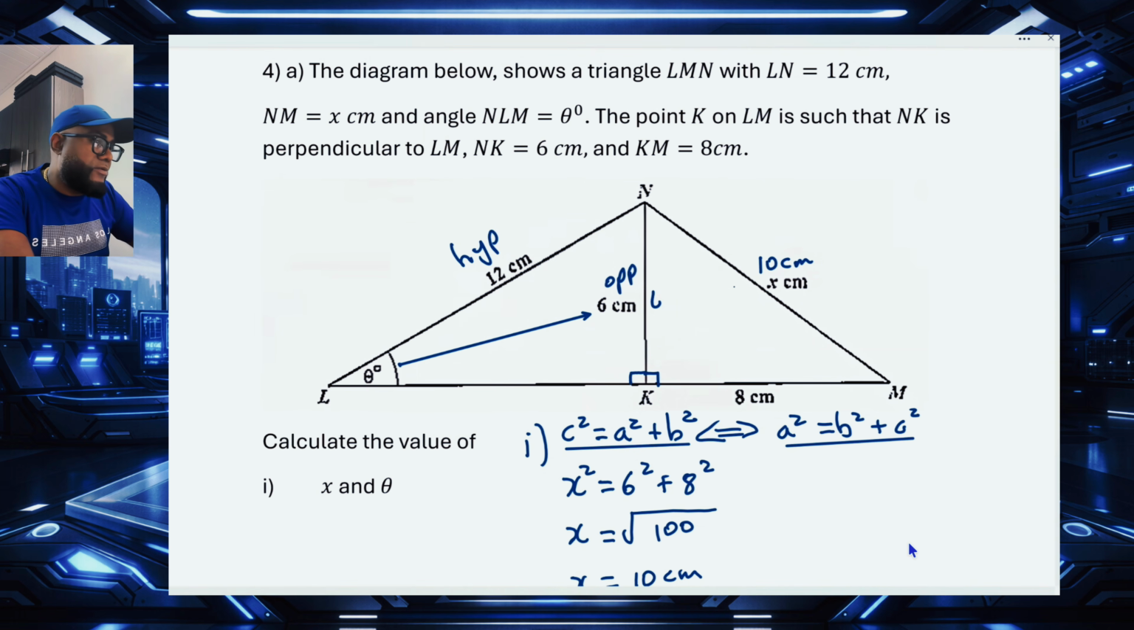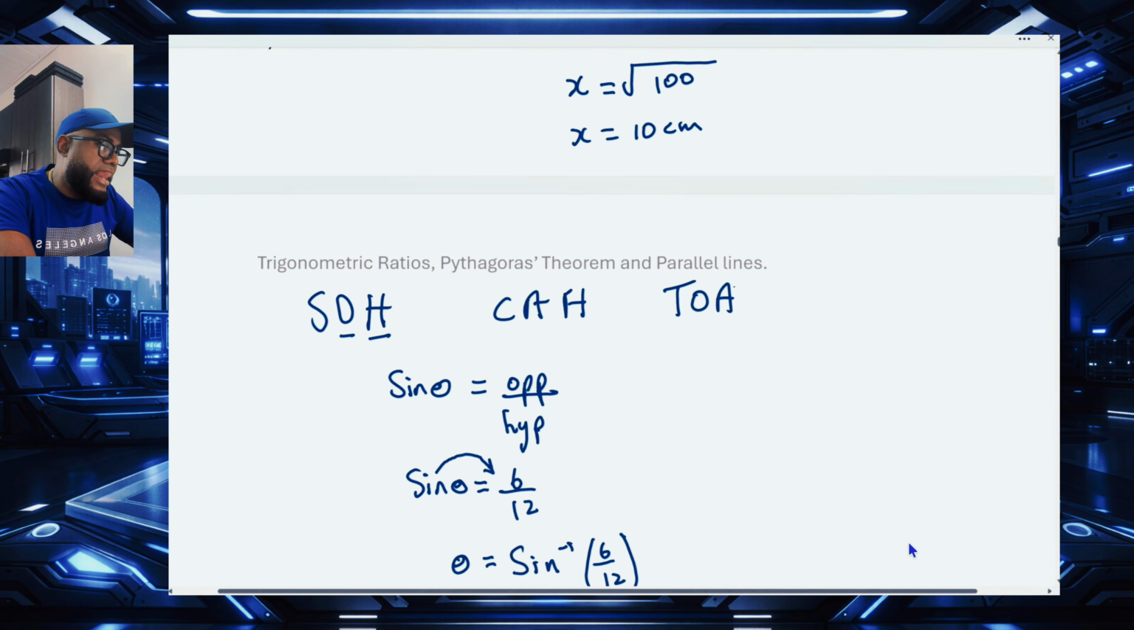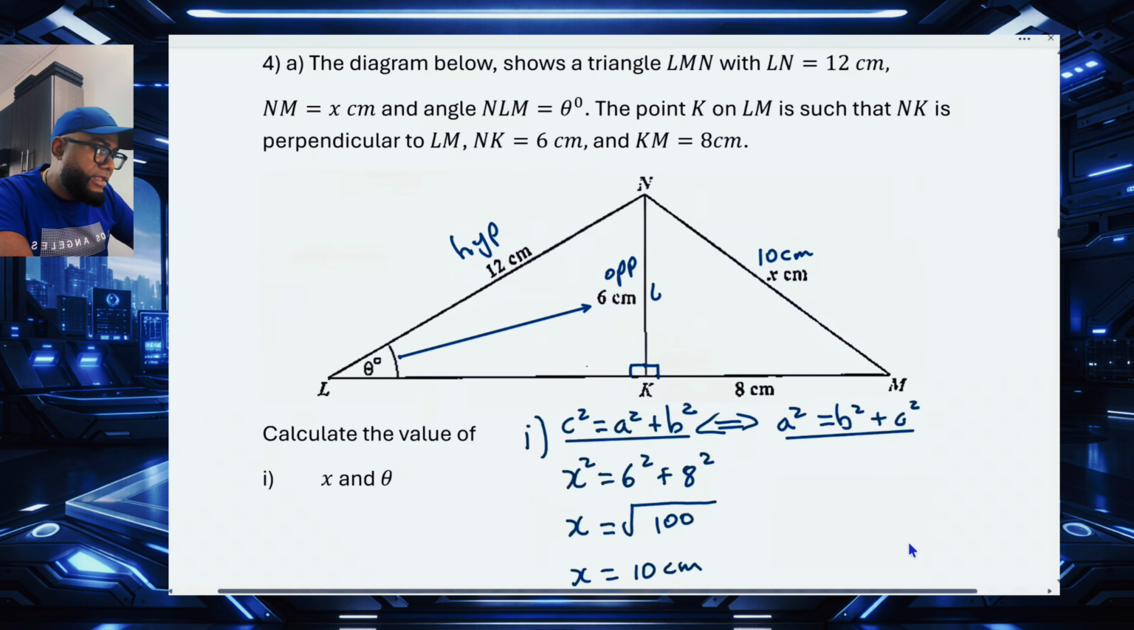Right, so the first thing they wanted us to find was LK. What do we use there? Pythagoras' theorem? We want this side. Pythagoras' theorem. What do we want to find? A side or the hypotenuse?